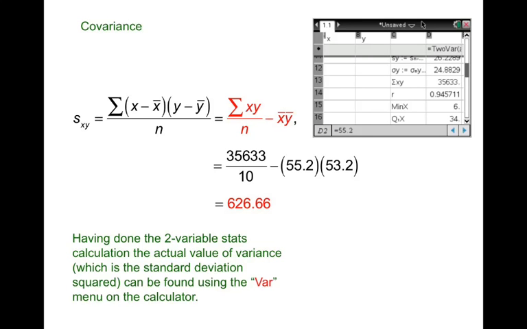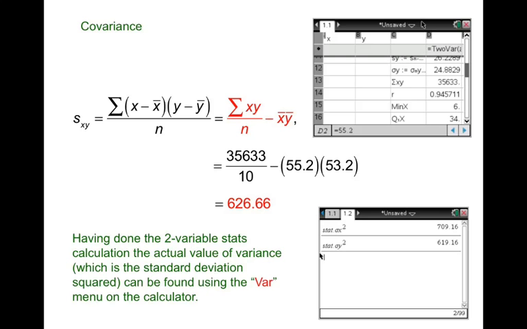Alright, having done the two variable stats calculation, we can actually find the actual value of the variance with the calculator, which is the standard deviation squared. And this can be shown using the variance menu on the calculator. So I'll just show you how to do that. It will be the screenshot that we'll get in a minute.